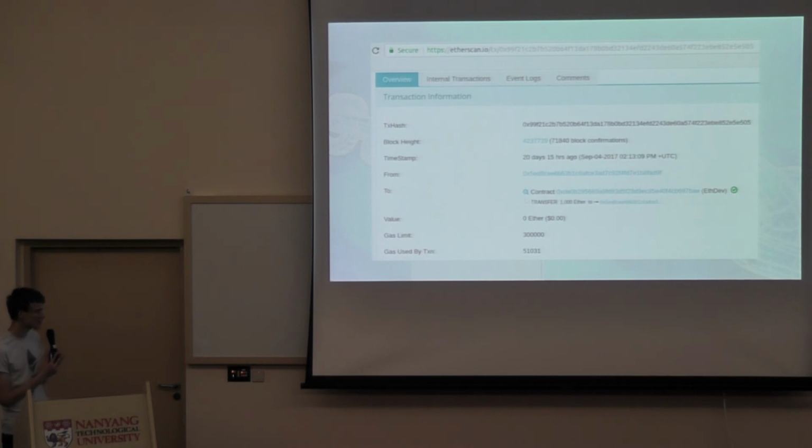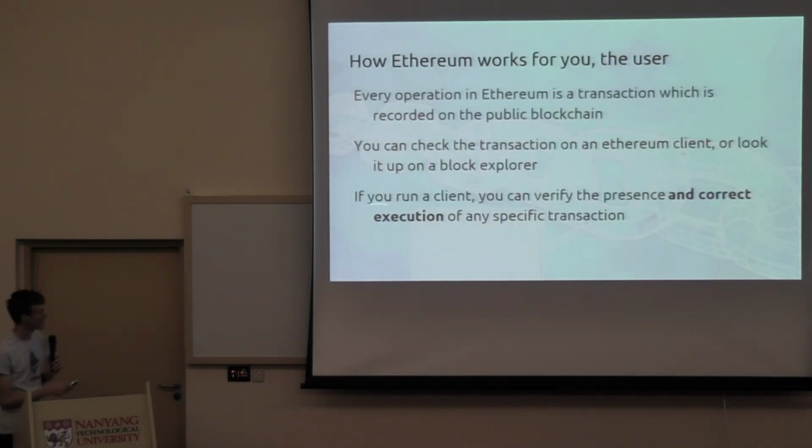For any transaction that you do, there are sites like Etherscan, there's another one called Etherchain, there's another one called live.ether.camp, where you can basically check the details of the transaction, check the execution of the transaction, check what effects the transaction had, check what it caused, whether or not it succeeded, and when it was confirmed. So, this is a public blockchain. Execution of everything on the public blockchain is open and verifiable by anyone. And if you run a client, you can verify the presence and correct execution of any specific transaction.